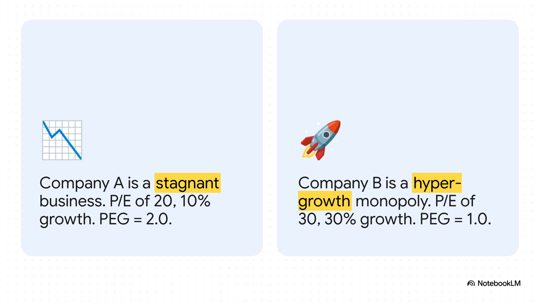On a standard unadjusted PE basis, company A looks cheaper at 20 versus 30. But on a growth-adjusted basis, company B is so much more attractive. A PE of 30 looks incredibly expensive for a stagnant steel mill, but it is dirt cheap for a tech company growing at 30 or 40% a year. You aren't trading static numbers anymore. You are trading pure acceleration.